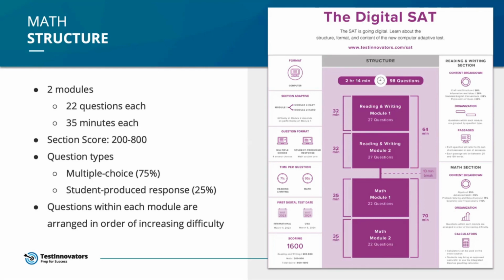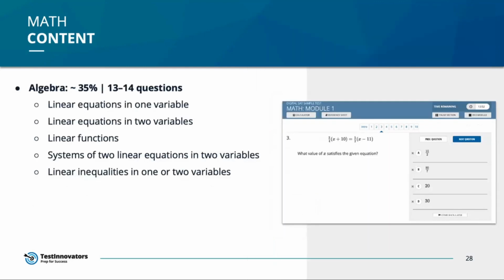Questions within each module are arranged in order of increasing difficulty. So you'll see easier questions towards the beginning of the module and harder questions towards the end of the module. So what content is covered on the digital SAT math? About 35% of the test, so 13 to 14 questions overall across both modules, will deal with algebra. So algebra includes things like linear equations in 1 variable, linear equations in 2 variables, linear functions, systems of 2 linear equations in 2 variables, and linear inequalities in 1 or 2 variables.